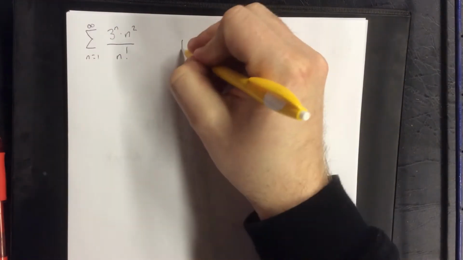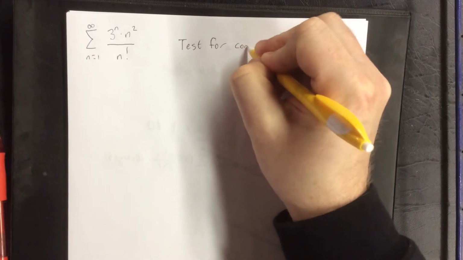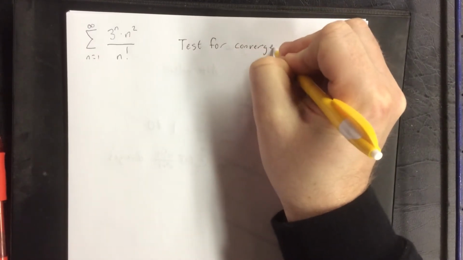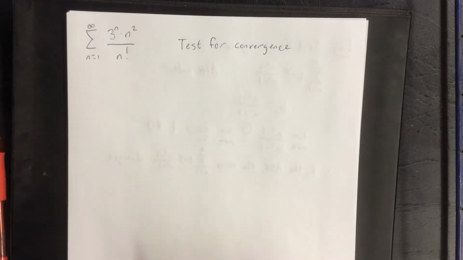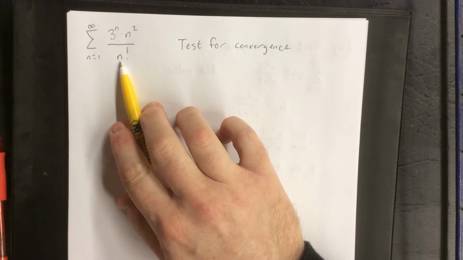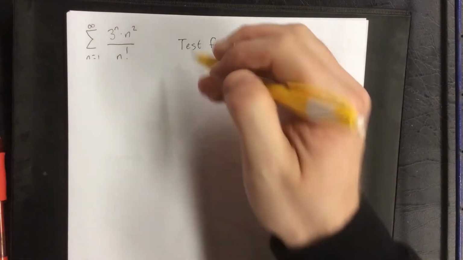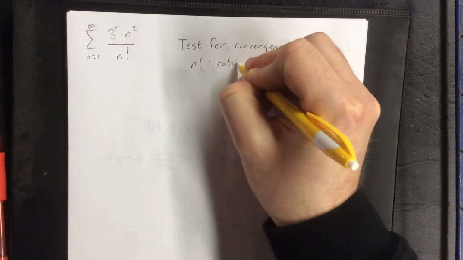Next series we're going to test for convergence is going to be the following series. This is going to be the sum from n equals 1 to infinity of 3 to the n times n squared all over n factorial. Now, the big thing that I see when I take a look at this is the existence of the n factorial. The n factorial makes me aware that I definitely want to use the ratio test.